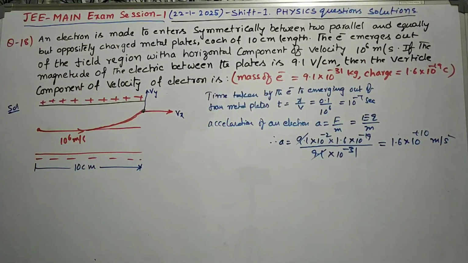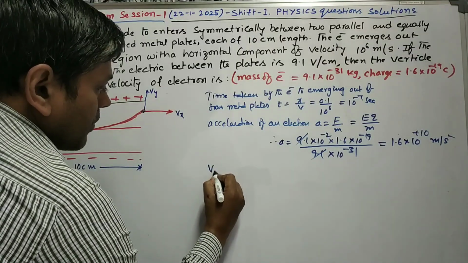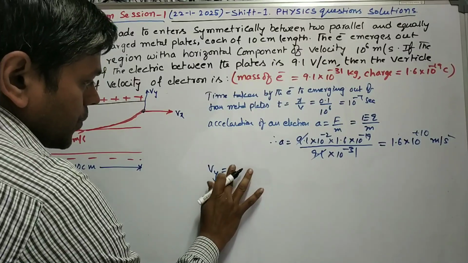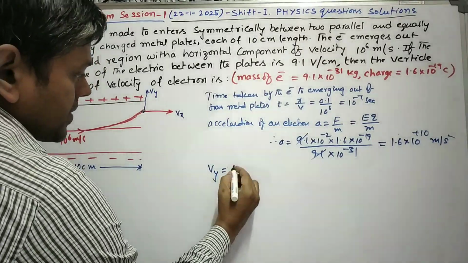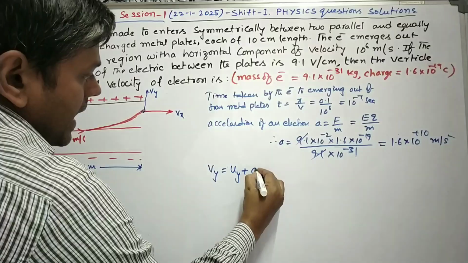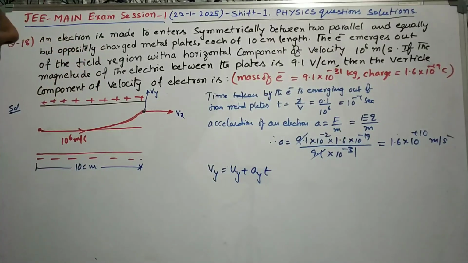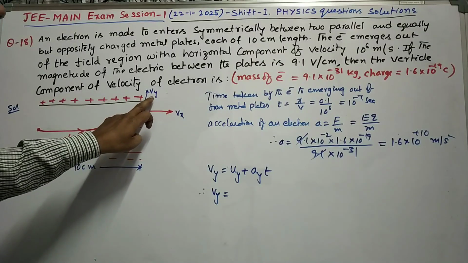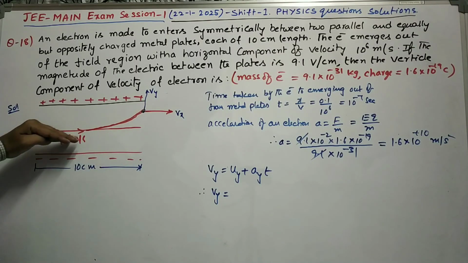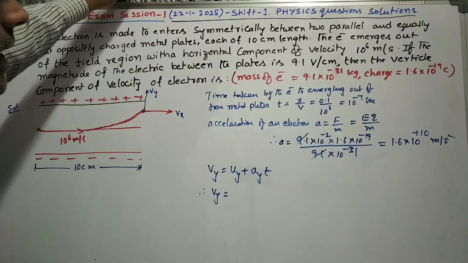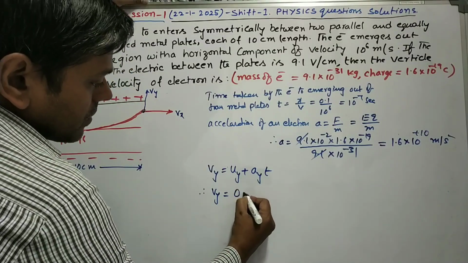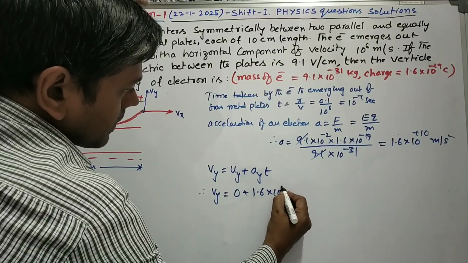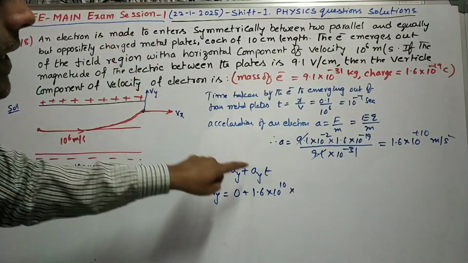The vertical component of velocity. Vy is equal to Uy, the initial velocity component along the y-axis, plus Ay, the acceleration along the y-axis, times the time taken. Therefore Vy is equal to Uy. What is Uy? The electron is coming out horizontally, so the initial vertical component of velocity is equal to 0. Plus Ay, which is 1.6 into 10 power 10 into the time taken.